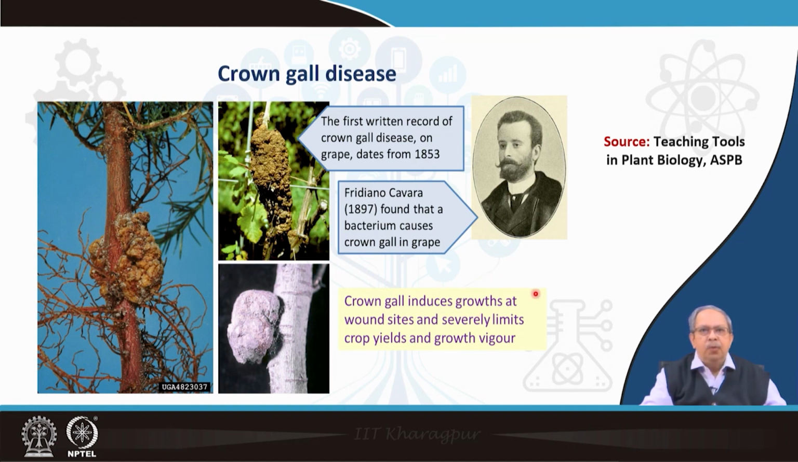And an important point to note here is that crown gall induces growth at the wound site and severely limits the crop yield as well as growth vigor. That is why crown gall itself is a nuisance.